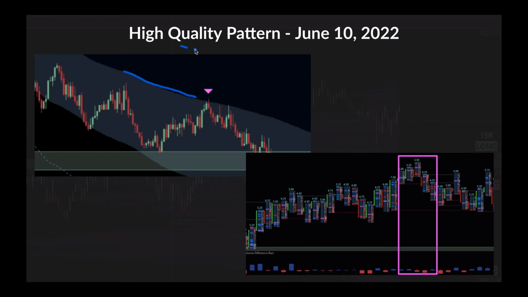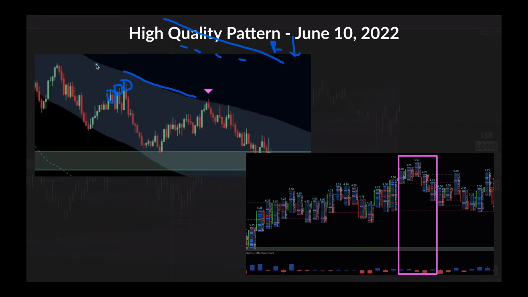VWAP is somewhere up here, not quite sure. You can't even see it. And my other trend indicator was going like this. It's red, right? So we're definitely looking to go down on a bear bias. All right. Now the question is, do you get in here? Do you get in here? Do you get in here?